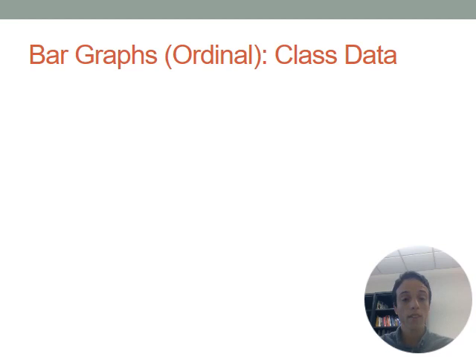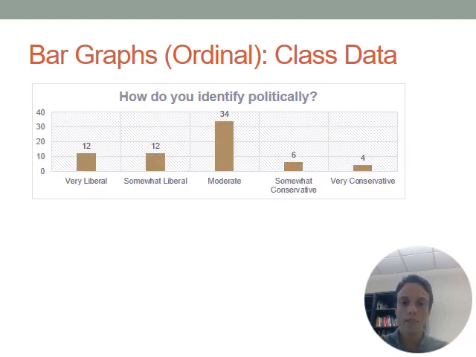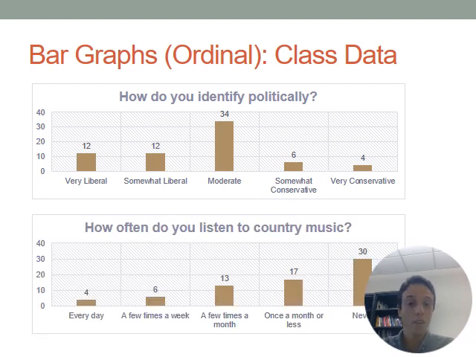As I mentioned on the earlier slide, we can also create bar graphs for ordinal level data, and here's some examples of what that might look like. One of the questions I asked on the survey was how you identify politically. Another question I asked was how often do you listen to country music? And so we can see on these bar graphs, we have a slightly different format, just to demonstrate some of the different formats you can do for bar graphs.